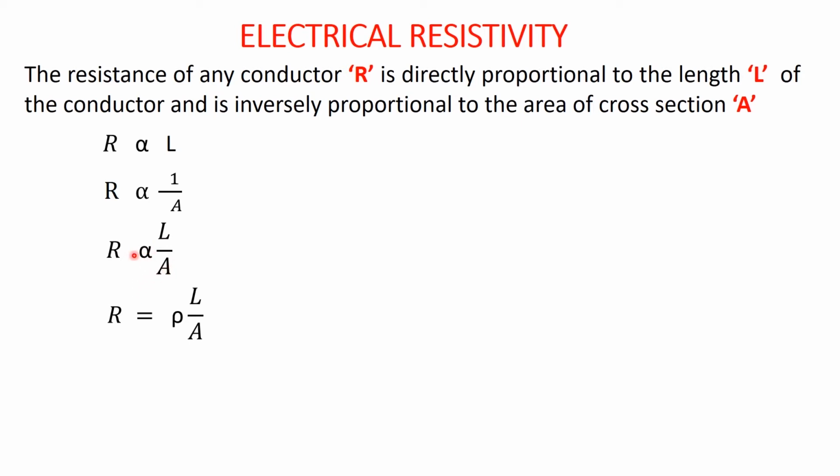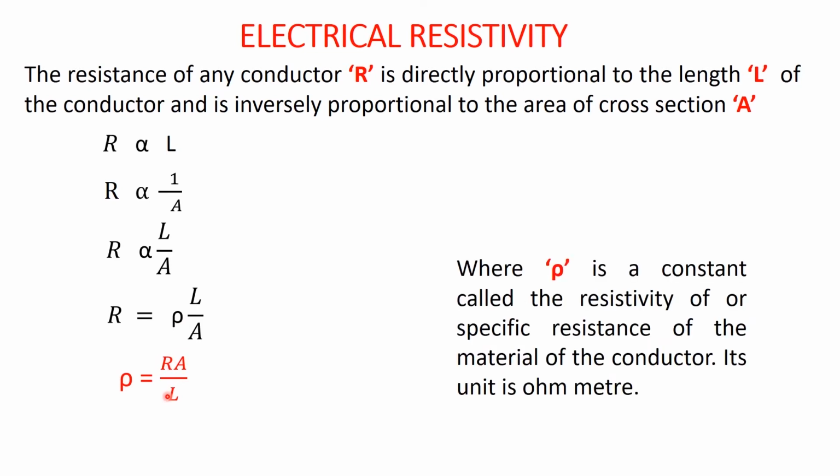Now removing the proportionality sign and introducing a constant, we can write R is equal to rho into L by A. Here rho is called the electrical resistivity, and from this we can find what rho is. Rho is equal to R into A divided by L. So what can we conclude? The resistivity rho is a constant, called the resistivity or the specific resistance of the material of the conductor, and its unit is ohm meter.